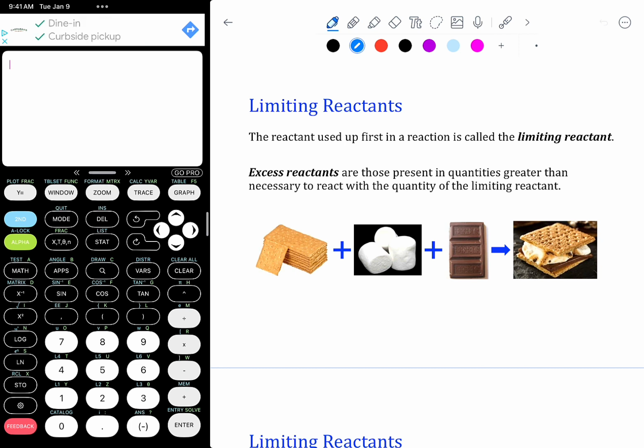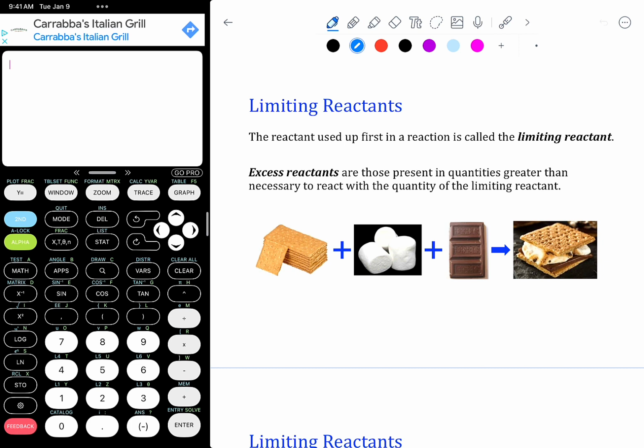Well, at some point, one of our reactants or multiple of our reactants are going to be used up. Whichever reactant is used up first is called the limiting reactant. Whatever reactant isn't used up, whatever's left over after the reaction is completed, after that first reactant is completely used up, is referred to as the excess reactant. So I have an example here that may be more applicable than chemical reactions to our brains as we start to learn about limiting reactants, and that's making a s'more.